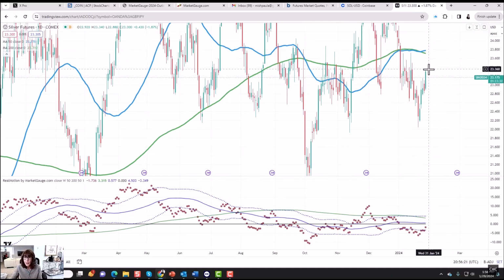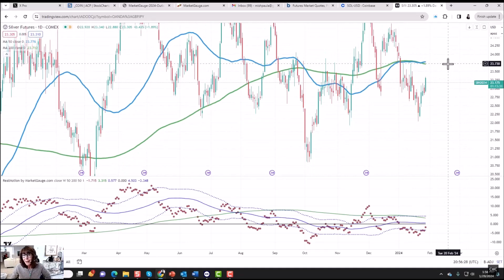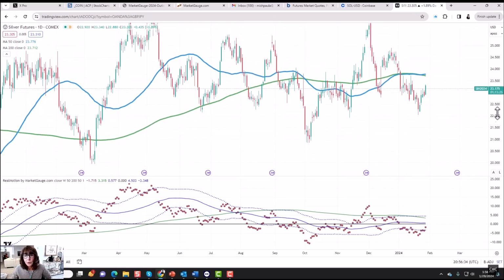And two is that if this is any kind of signal with an upward sloping 50 overhead, the price will be like a magnet to those moving averages and get us back over 23.76, and of course back over 24. I think we're looking really strong.